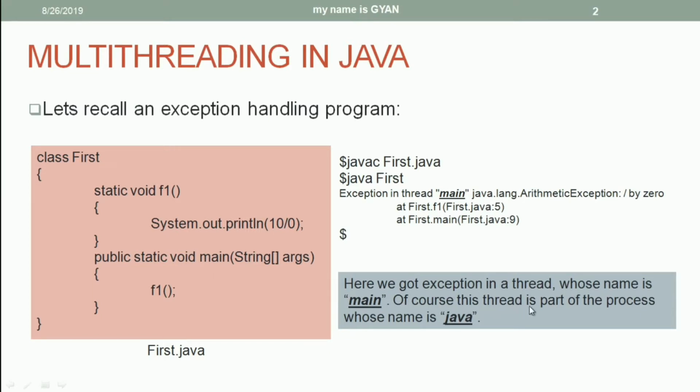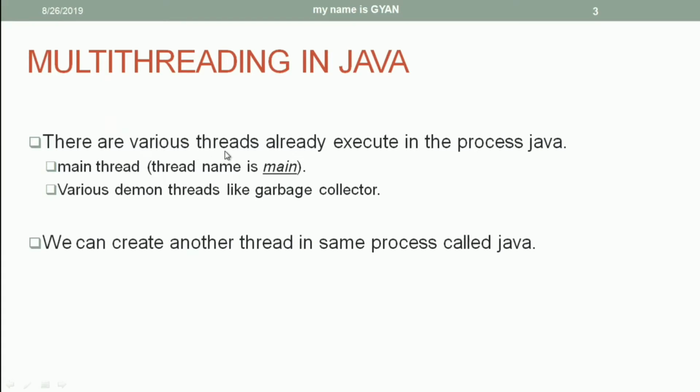Of course, this thread is a part of the process whose name is Java. So name of the process is Java and name of the thread in which the exception occurs is the thread main. The thread main is the part of the process Java. There are various threads already executing in the process Java. Main thread and various daemon threads like garbage collector. So garbage collector is a thread which is a daemon thread. Daemon threads are a special type of thread. We will talk about the daemon threads in the coming videos of this session.